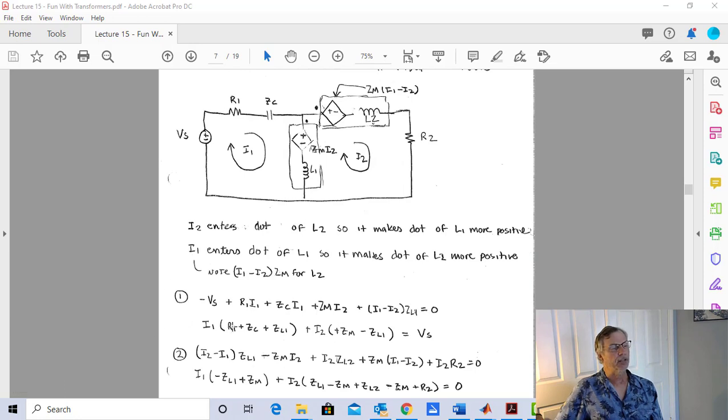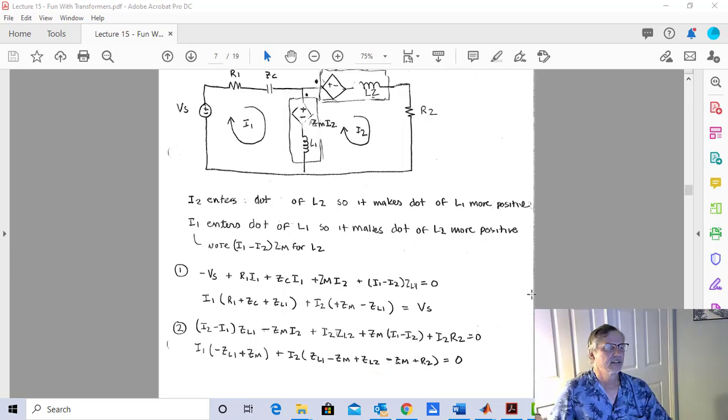So I just grind through my mesh equations. I've got minus Vs plus R1 I1 plus Zc times I1 plus Zm I2 plus I1 minus I2 ZL1 equals zero. I rearrange so that I have my unknowns all grouped together, so I'll be ready to put it in a matrix. And now let's move to mesh number two.